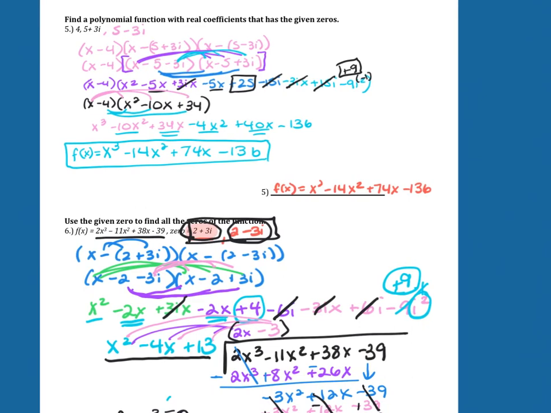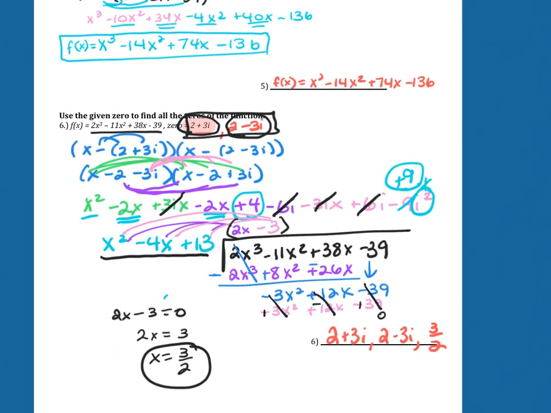All right, so 6 takes it one step further. You get one root. I add on the complex conjugate. I multiply those factors out. And then I divide that into my entire polynomial at the beginning to get my remaining root, which is 3 over 2. So my roots are the original one they gave me, 2 plus 3i, the one that I found, 2 minus 3i, and then the one that I found from the division, 3 over 2.